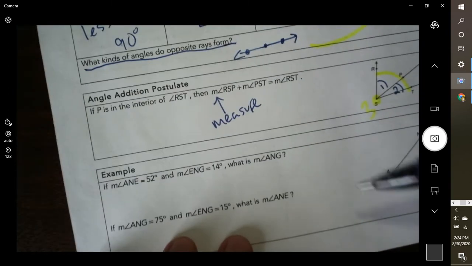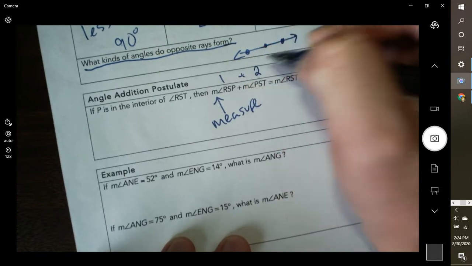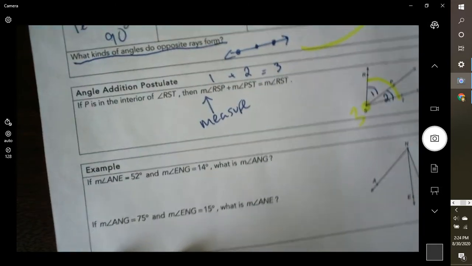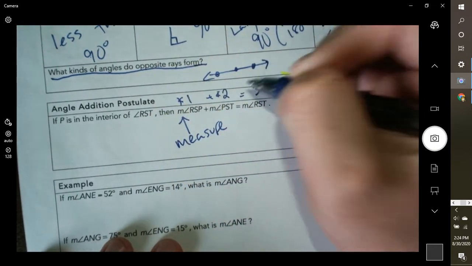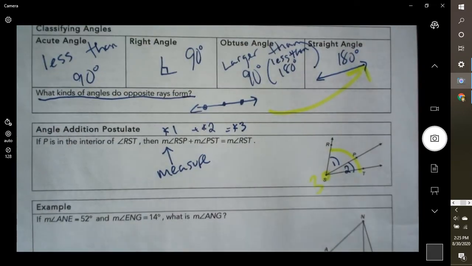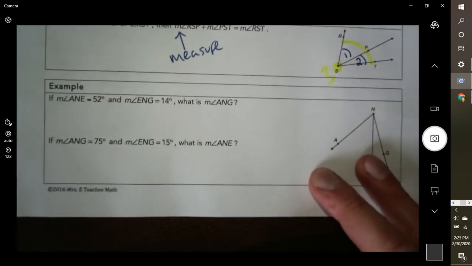So I'll write that here. 1 plus 2 equals 3. And now I should probably put the angles on there. Angle 1 plus angle 2 equals angle 3. And that's pretty much the idea of what they're saying here. And that's what we were talking about earlier in our warm-up.